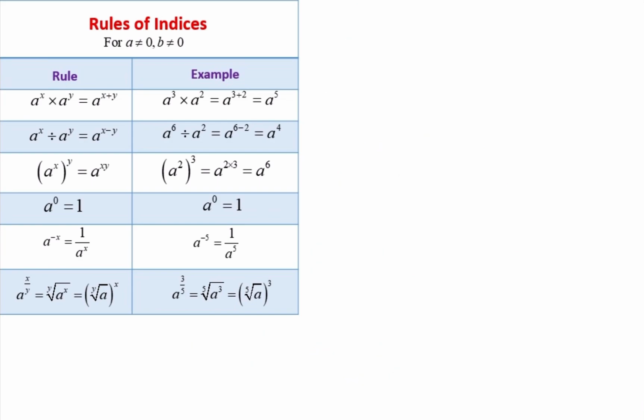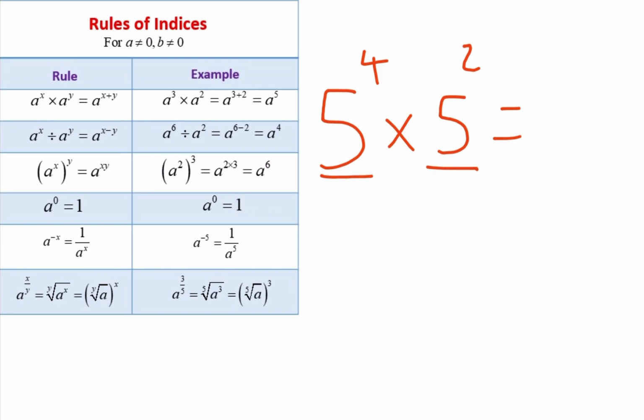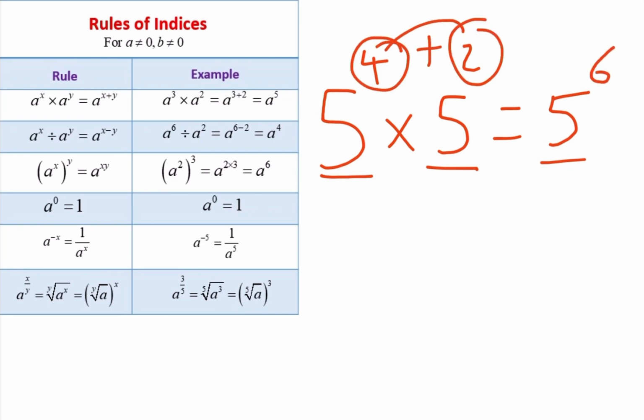Just change things around. 5 to the power of 4 times 5 to the power of 2. This time the two bases are a number over here, so 5 and 5. So we get 5 over here, we keep the base the same. And then we've got 4 plus 2, and it's equal to 6. So the answer is 5 to the power of 6.